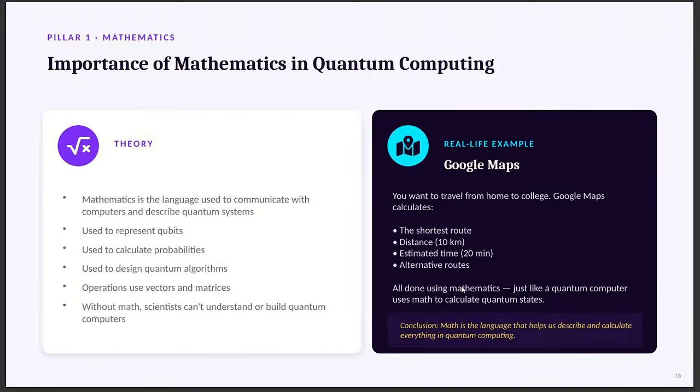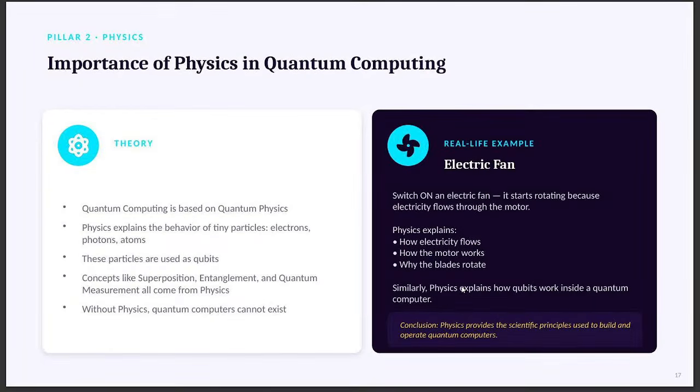Similarly, a quantum computer also uses mathematics to calculate quantum states and solve problems. So remember this point: mathematics is the language that helps us describe and calculate everything inside a quantum computer. That is the main reason we require maths. Now moving on from the importance of mathematics to the importance of physics.